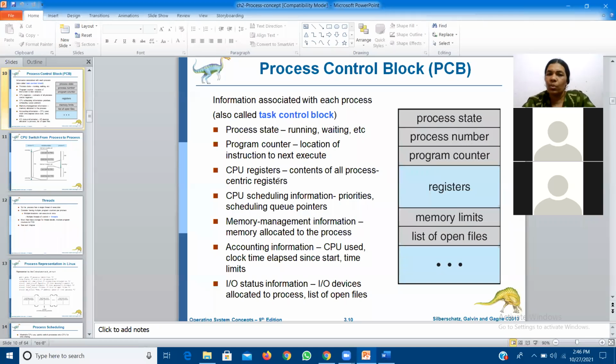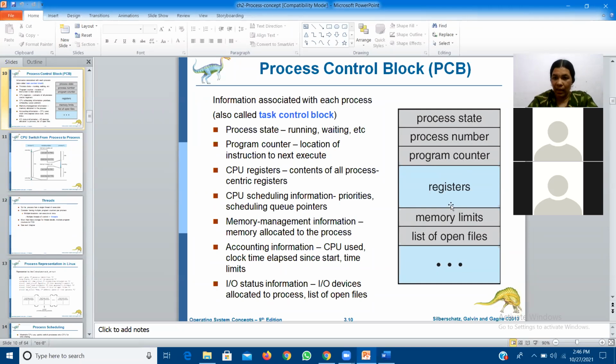So like that, some CPU registers are also required. The most important register is nothing but the accumulator. The accumulator is also required to perform arithmetic operations. All these registers are also stored as a part of this PCB.